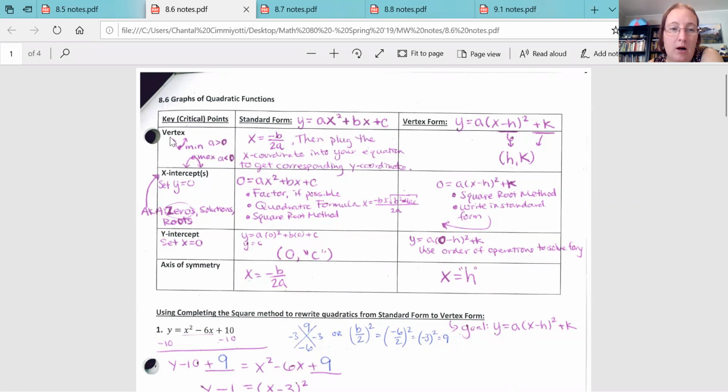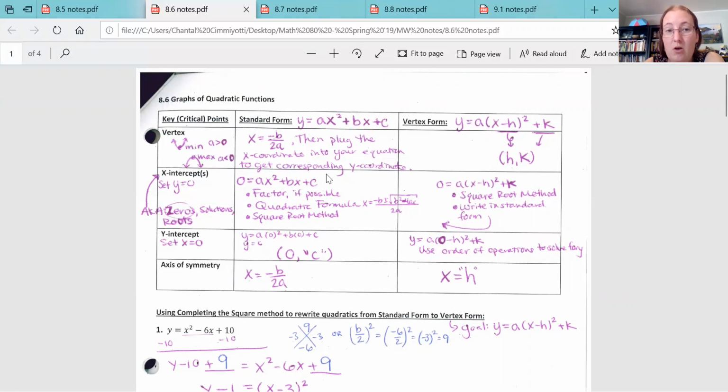So when your a is positive, meaning greater than 0, your parabola is opening upward. We talked about that in lesson 8.5, which makes the vertex a minimum. When a is less than 0, meaning when a is negative, your parabola opens downward, and therefore your vertex becomes a maximum. So there's often questions about, is your vertex a minimum or a maximum? So that's how you determine it. It's based on, does it open up or down, because then it's a min or a max.